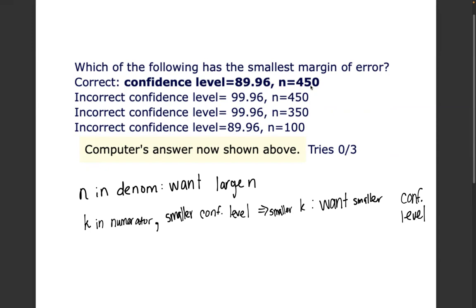So that would be this option here. We have a large n of 450. And so if we look at first just which one has the largest n, so we're in these two options. And then if we compare these two options together, the first option has the smallest confidence level.